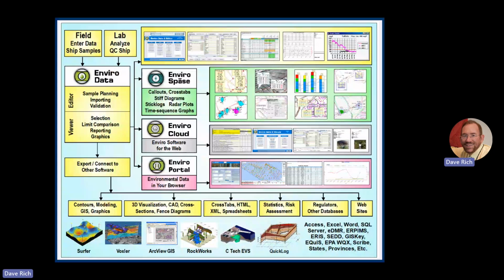Then you take off your editor hat, you put on your viewer hat, and you go to select the data that you want, and then choose your output: reports, graphs, limit comparison, if you want to get your data out in a way that's most useful. Or you can export or connect to other software. It could be as simple as an XYZ file for Surfer.